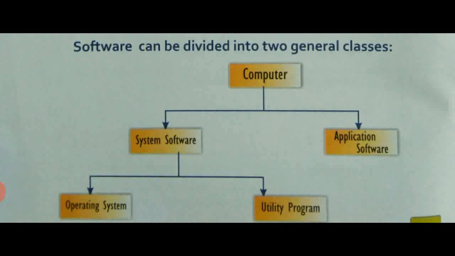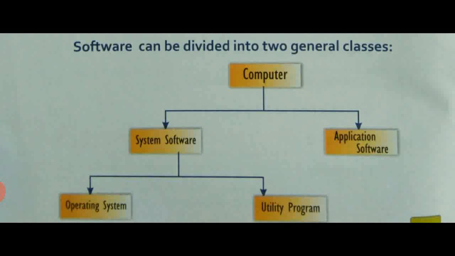Very simple. System software is that which is useful to the computer, and application software is that which is useful to us, I mean the user. A very simple difference we have to keep in mind forever. System software is useful to the system or computer. Application software is useful to the user.